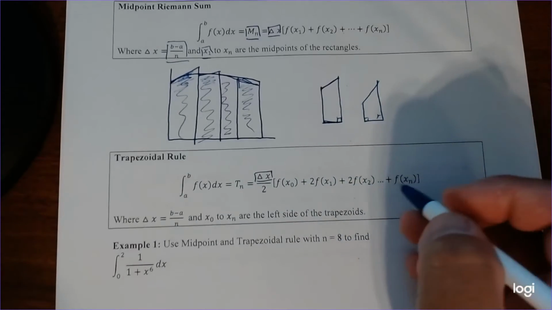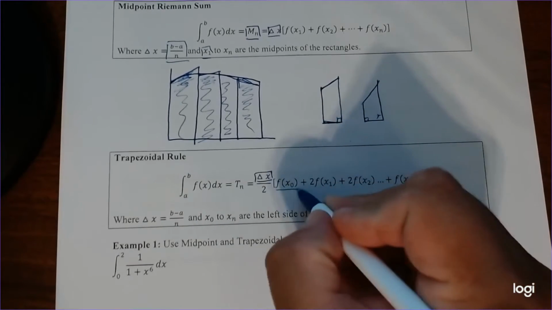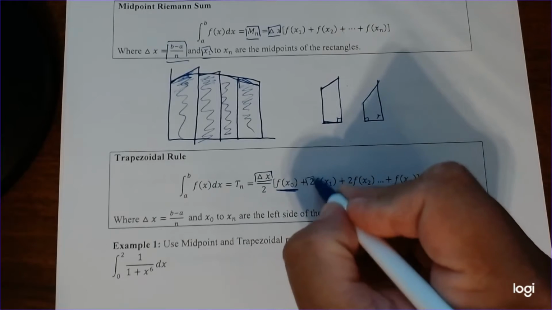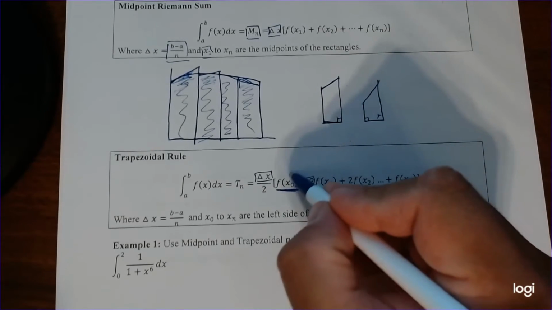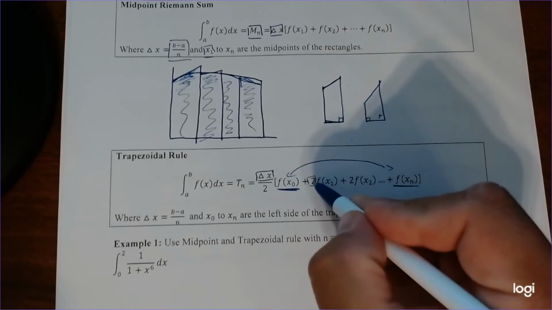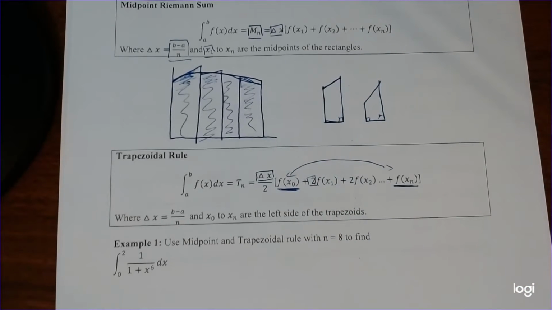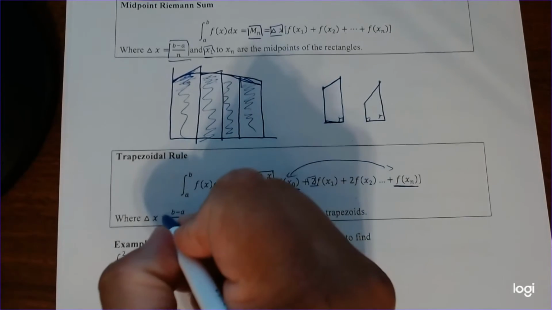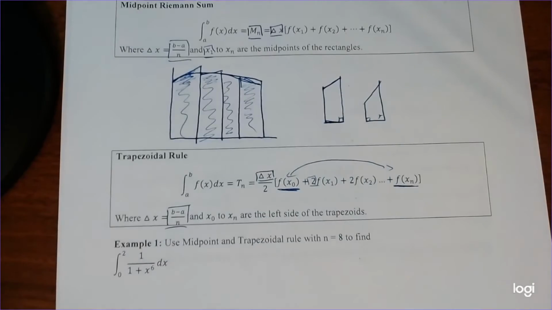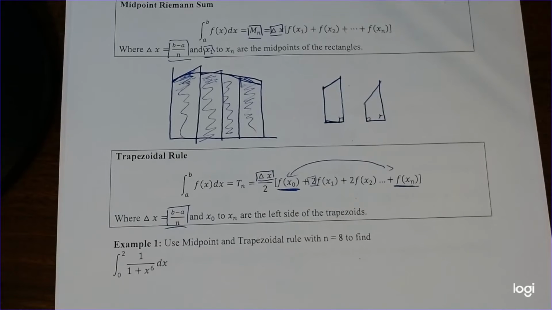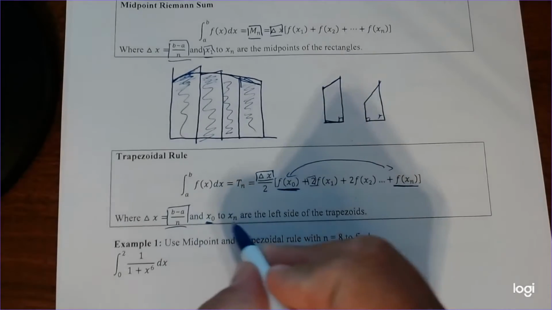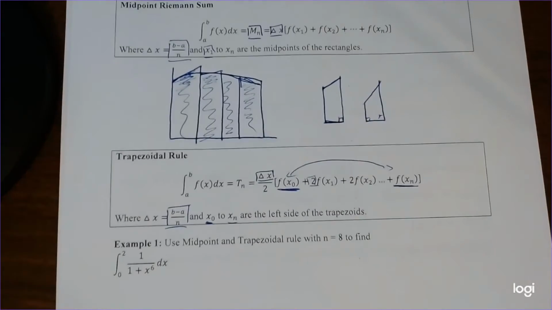Now, this is what you have to be very careful of: notice it's the first one, and then each one afterwards is always multiplied by 2, and then you have the last one. So the first and the last are not multiplied by 2, but in between, those function values are multiplied by 2. Again, delta x is the change, so b minus a over n, where n is how many trapezoids we want. And again, this is the key part: x naught and x sub n are the left side of the trapezoid.